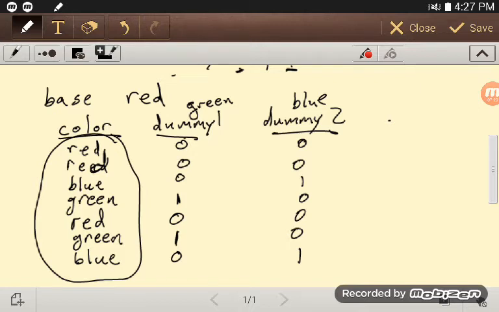And so red is the absence of both green and blue. Blue is the absence, or a 0, in green. And of course red was the base case, so it's just absence of both of those. And green, it has green, but it's absent of blue, so we put a 0 there. And we introduce 2 variables now with values of either 0 or 1.